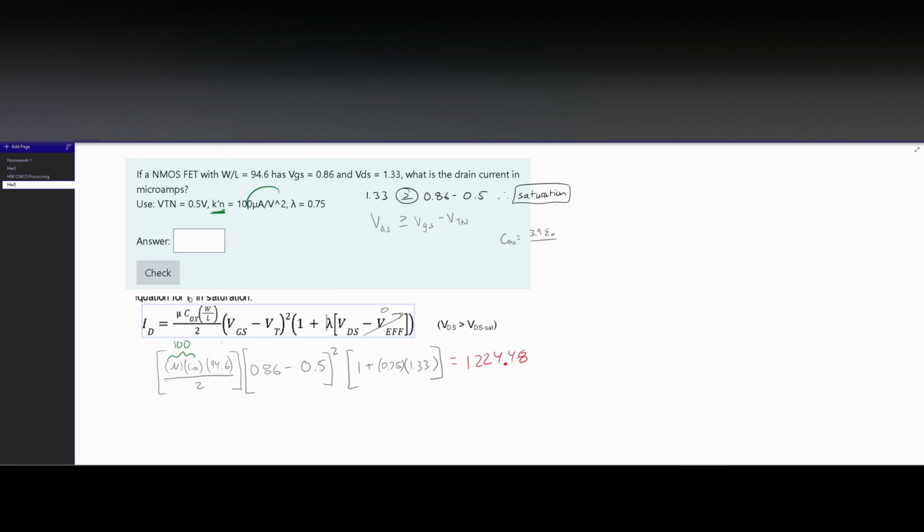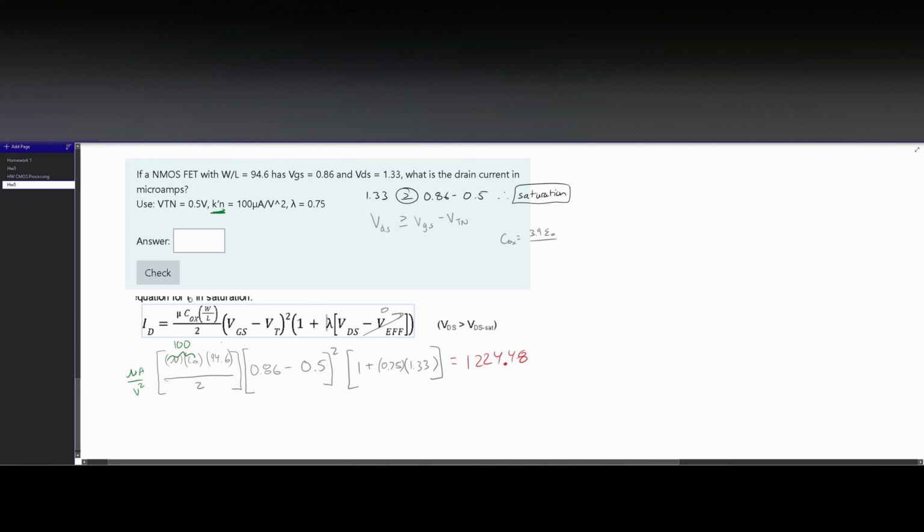Now you can notice I didn't include the units here. That's because if we have it in microamps like this, and our answer wants it in microamps, we're just going to get it in microamps. You can write the units down. It is good practice. So this is microamps over voltage squared.